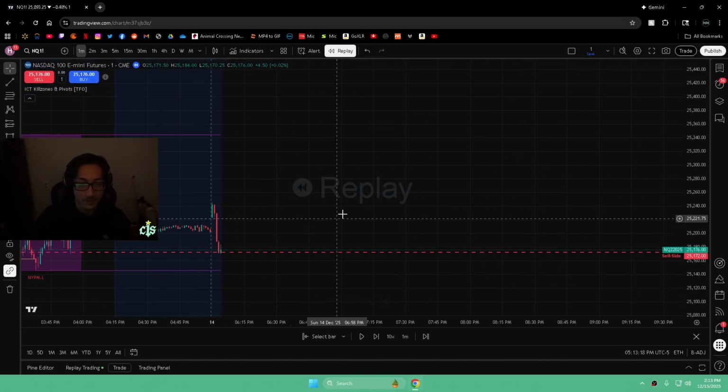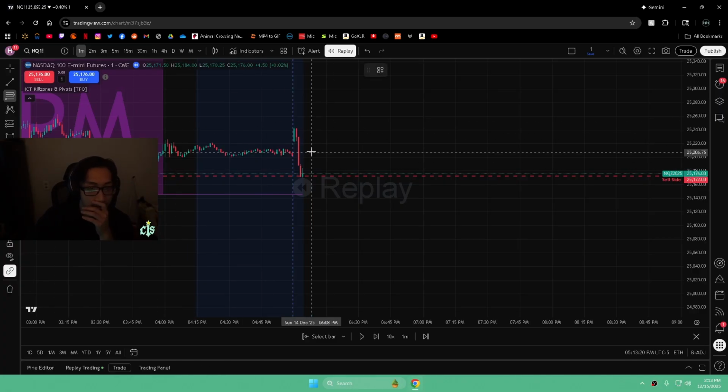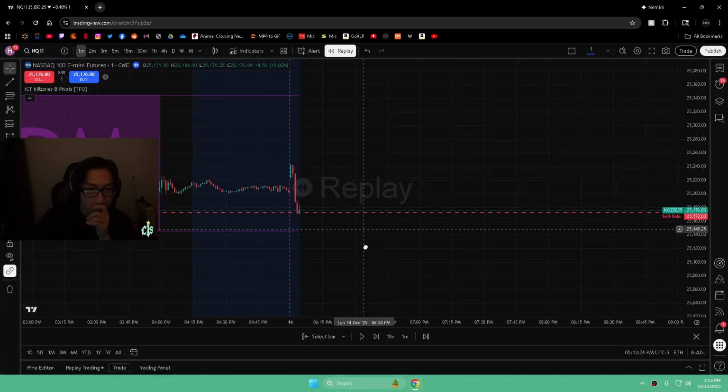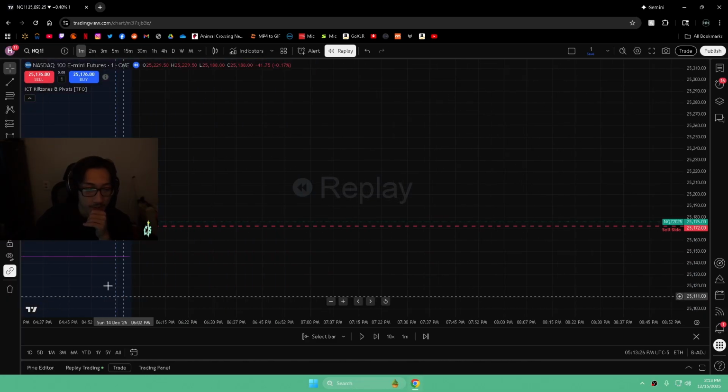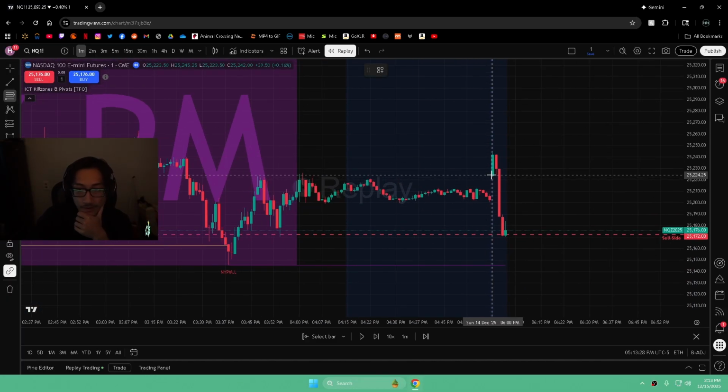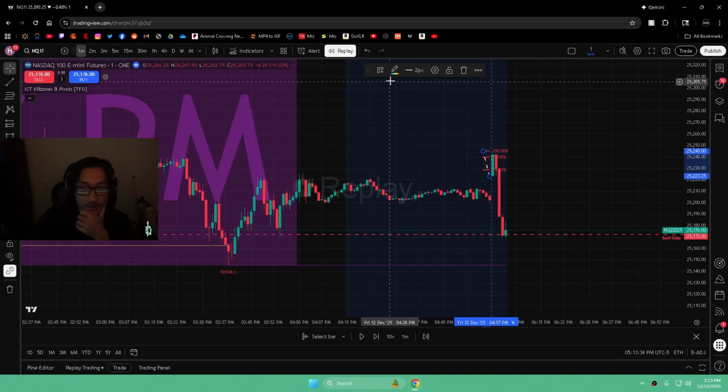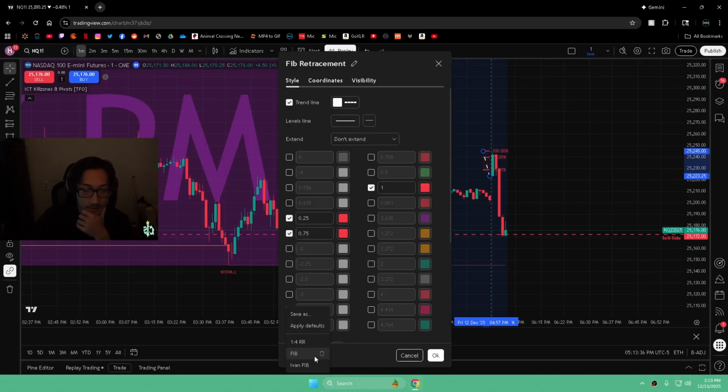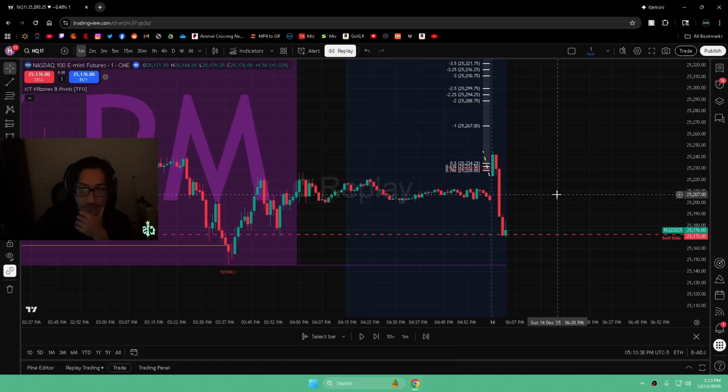So let's see what happens, right? We can mark out our fib from this bottom candle to the wick, right? So this is to find your levels on the upside, right?